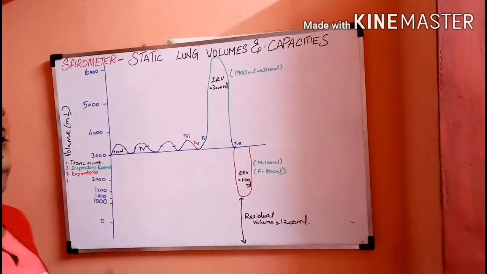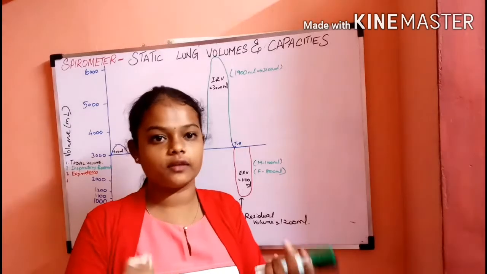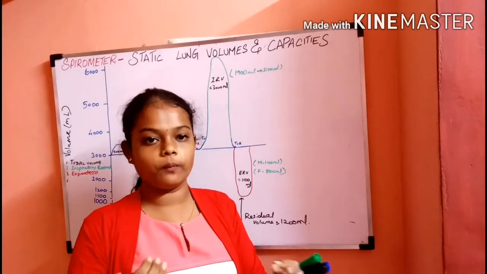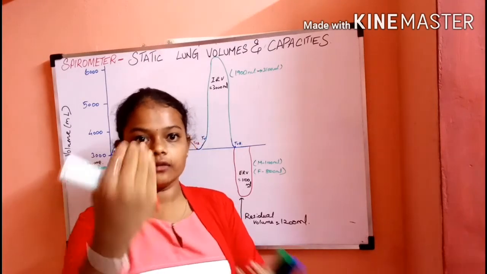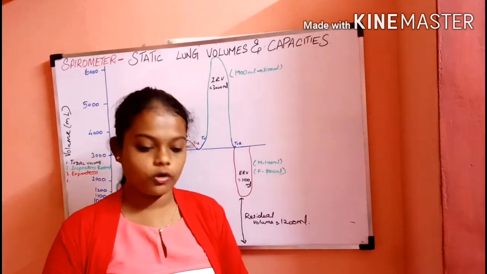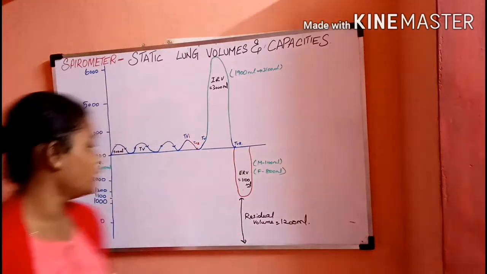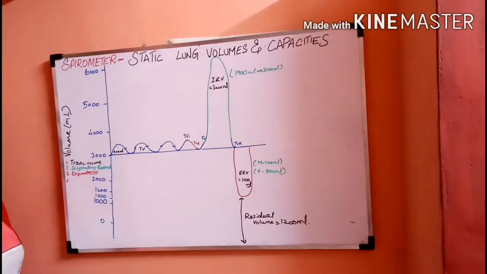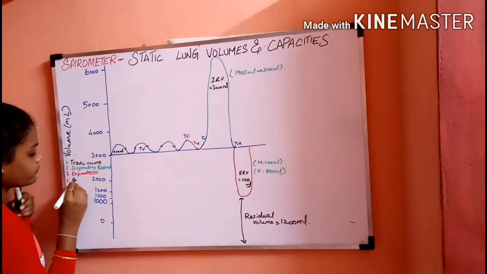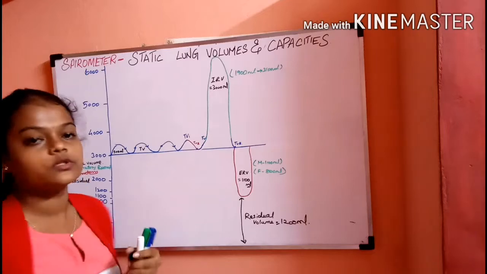So residual volume is a certain amount of air that is always filled in the lungs so that the lungs never collapse. Okay, it neither comes out nor goes in. But anyway, the air is present in the lungs all the time. So that volume is called residual volume. The residual volume value is 1200 ml.